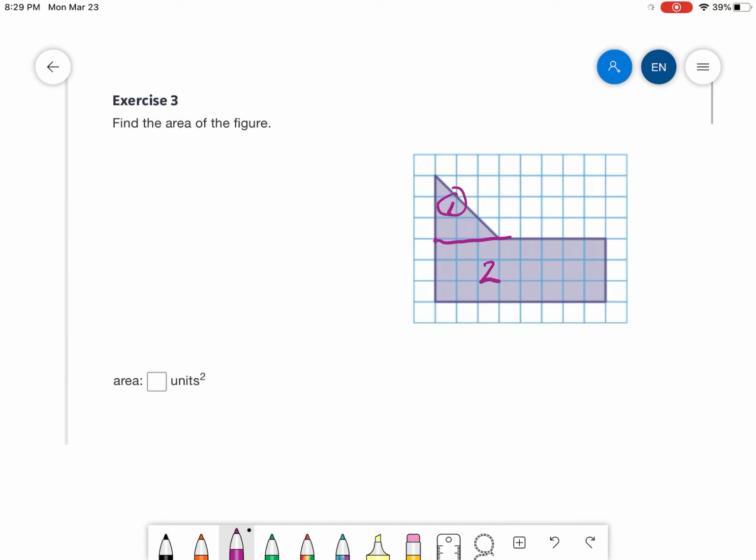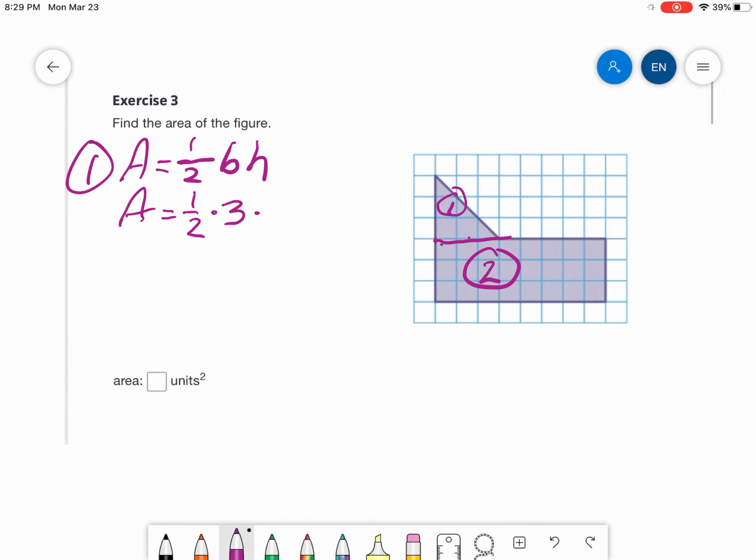We're going to call this area 1 and this area 2. So in order to find the area of 1, we're going to have area is equal to 1/2 base times height because it's a triangle. So the area is going to equal, our base is 1, 2, 3, and the height is 1, 2, 3. So my area equals 1/2 times 9, which is 4.5.